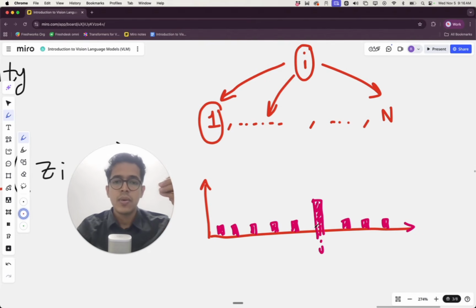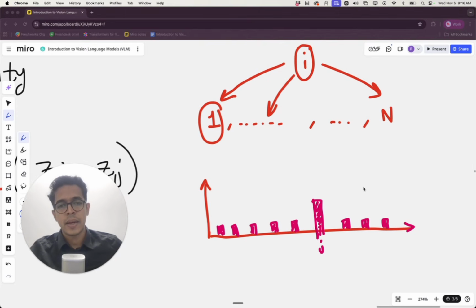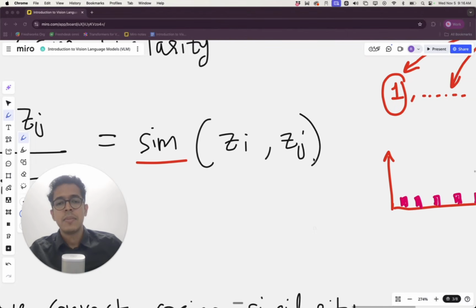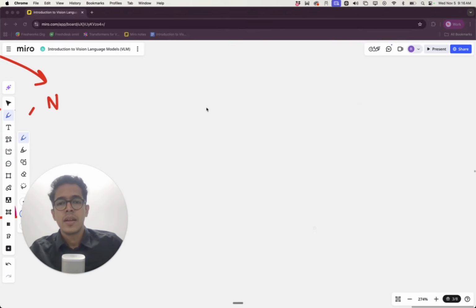The better way to convert this into a probability distribution is to take softmax. So what if we took softmax of this similarity score? What is the softmax formula? The softmax formula is e raised to zi divided by sigma e raised to zi.